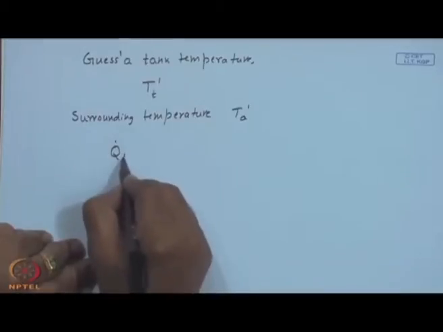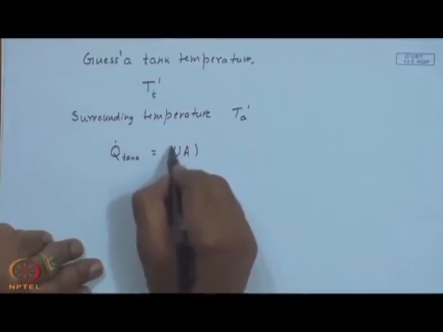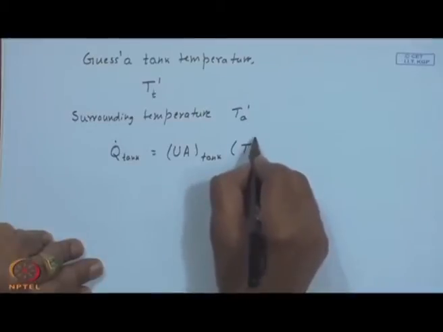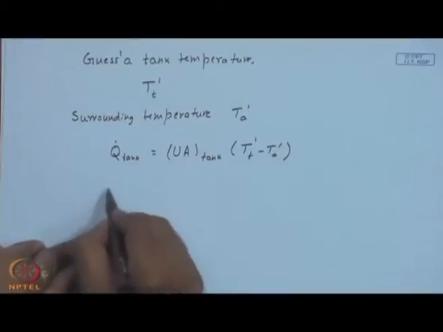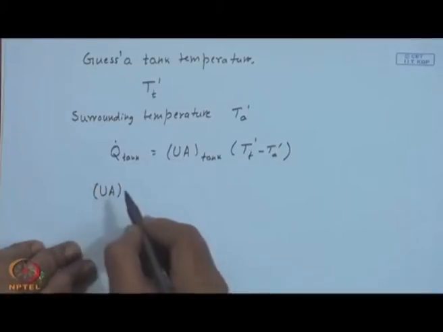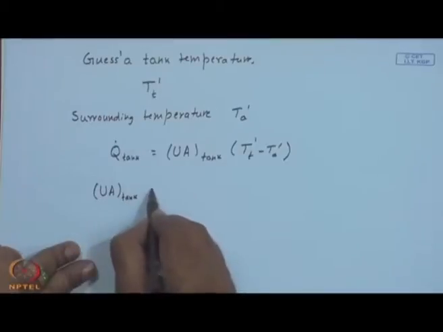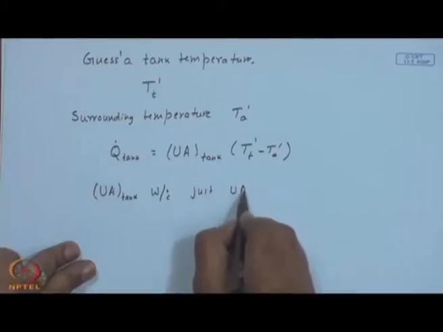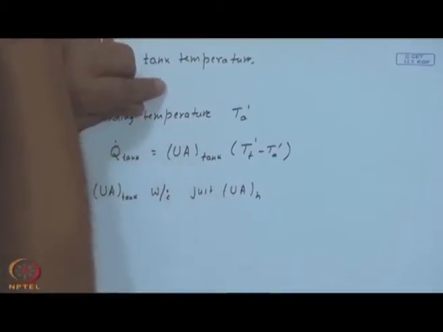So, q dot tank is U a of the tank times T T 1 minus T a dashed. So, this U a tank is the overall loss coefficient watts per meter square degree C multiplied by the surface area of the tank. So, it will be in watts per degree C, just like which we have introduced in calculating the space heating, the building heat loss coefficient U a h.